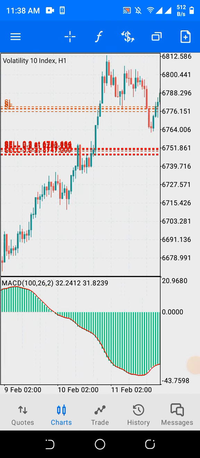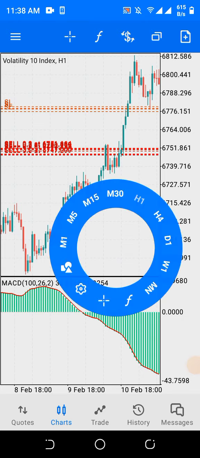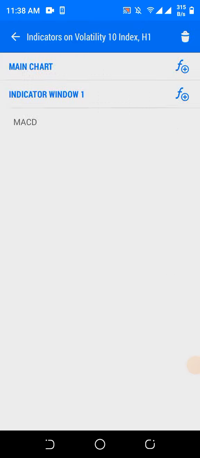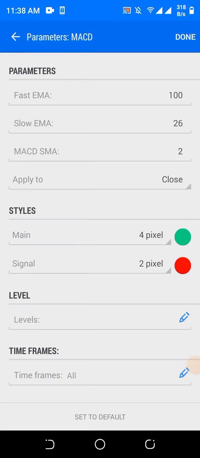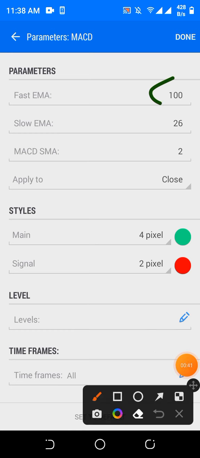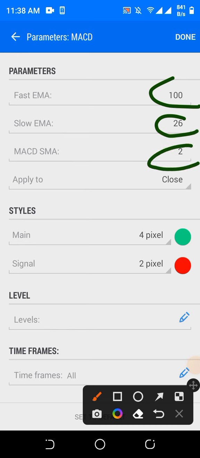Now, let me start from this point, but for that, these are the settings for this MACD indicator. The fast EMA is 100, slow EMA is 26, MACD SMA is 2, apply to close. Do you understand? For the style, the main is 4 pixel green color, signal is 2 pixel red color. So that's all about the MACD indicator settings.